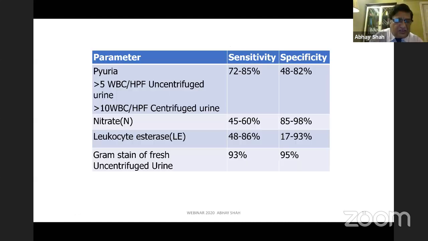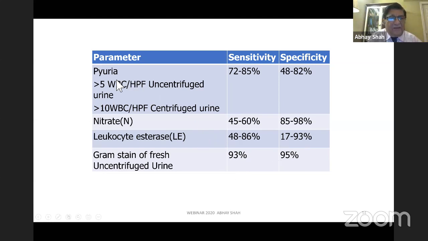And what Dr. Yagnesh is saying is that what is commonly missed is a gram stain of an uncentrifuged urine. If you look at the gram stain, it was 93% sensitive and 95% specific. So from tomorrow onwards, I plead to all of you that when you send a urine sample, always ask for a gram stain. We always talk about culture, strip test, microscopy, whatnot, but a simple gram stain is very important. When the culture facility is not available, probably the gram stain can replace the culture.